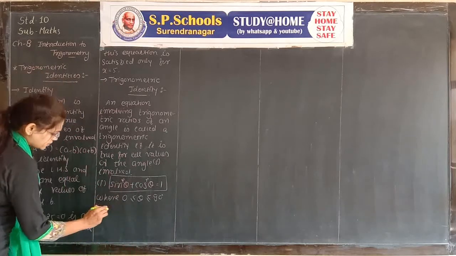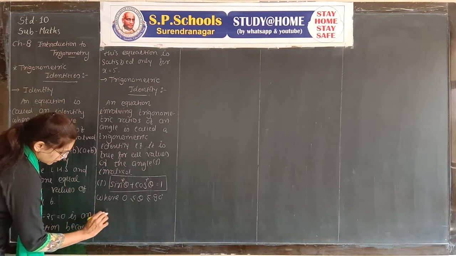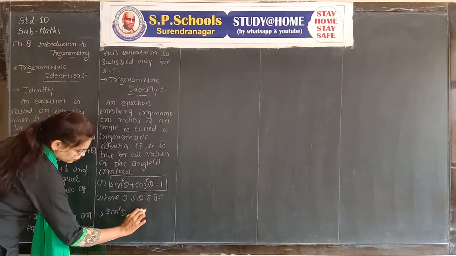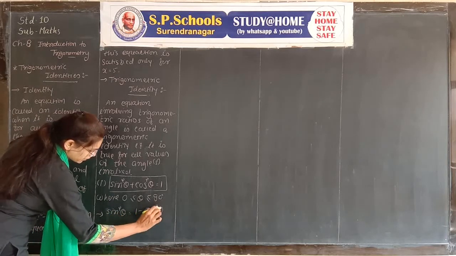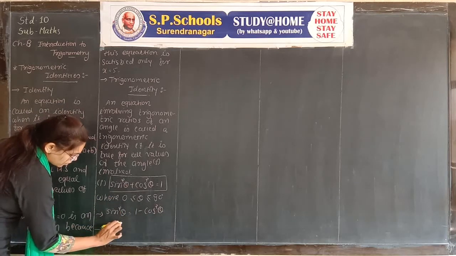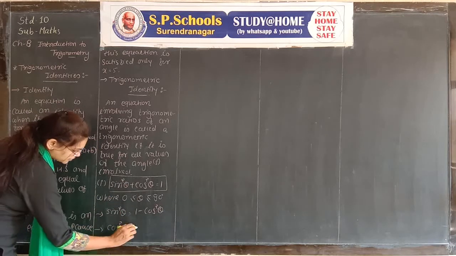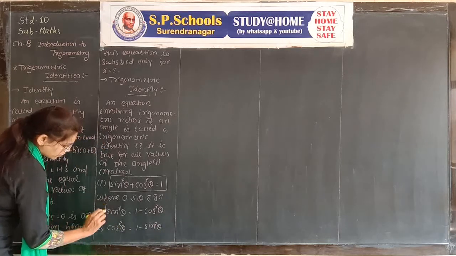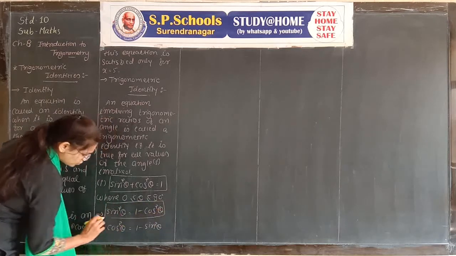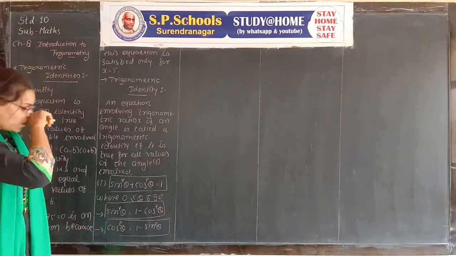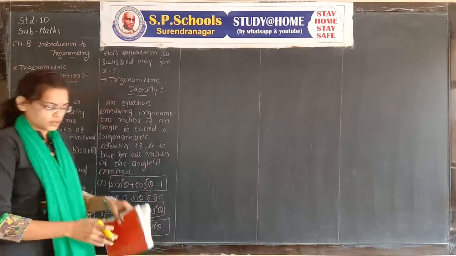Now we make sin square as the subject. We get sin square theta is equal to 1 minus cos square theta. Now we make cos square as the subject: cos square theta is equal to 1 minus sin square theta. So keep in mind these two forms using the identity sin square plus cos square is equal to 1.